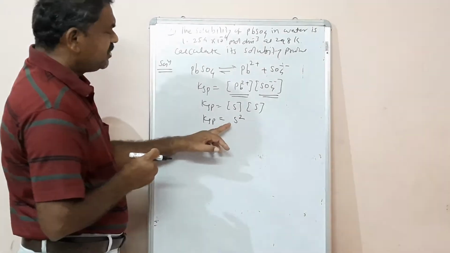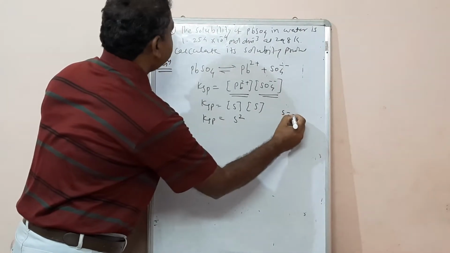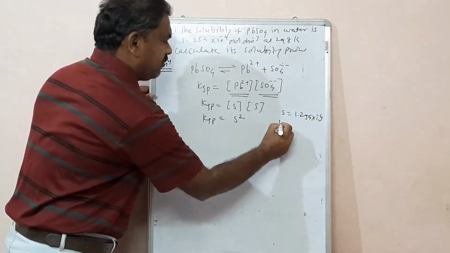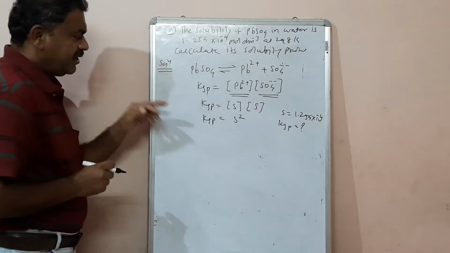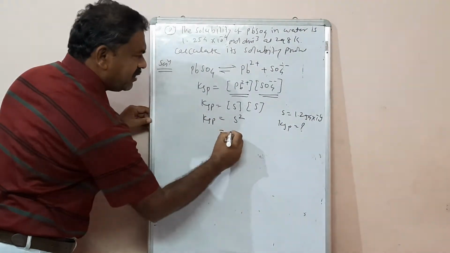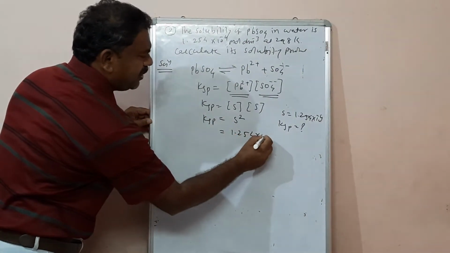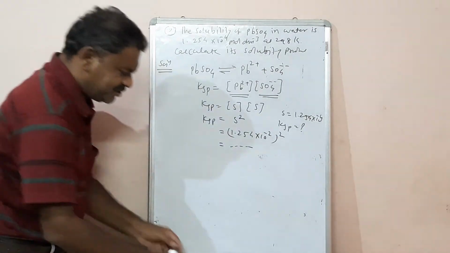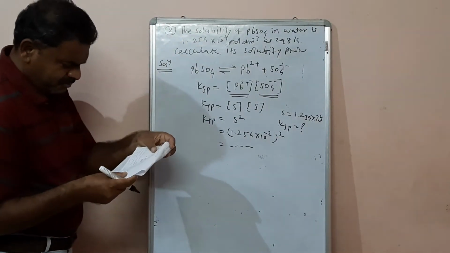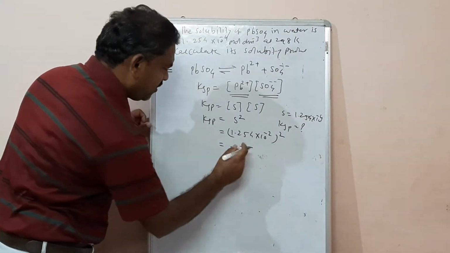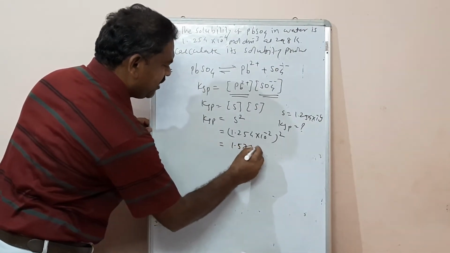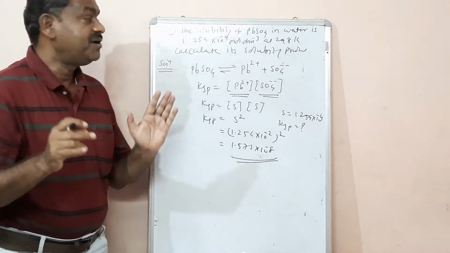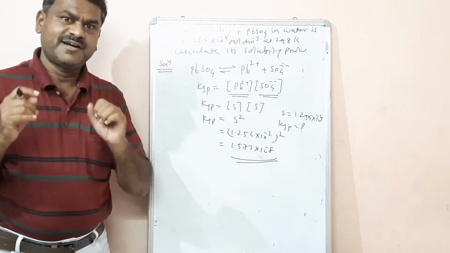Put the value; this solubility is known. S is equal to 1.254 × 10^-4, and we have to calculate the Ksp using that formula. Ksp is equal to S². Put the value here, (1.254 × 10^-4) squared, and that is your answer. The answer should be 1.573 × 10^-8, and that is your solubility product. Now this is the second example.